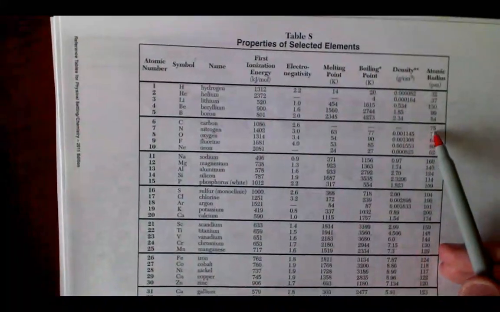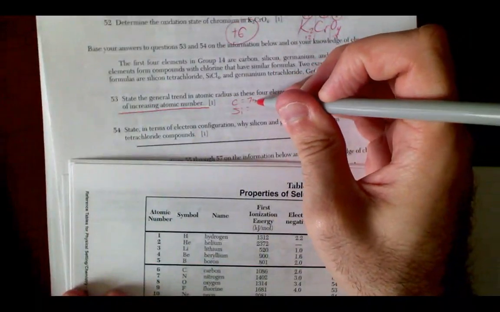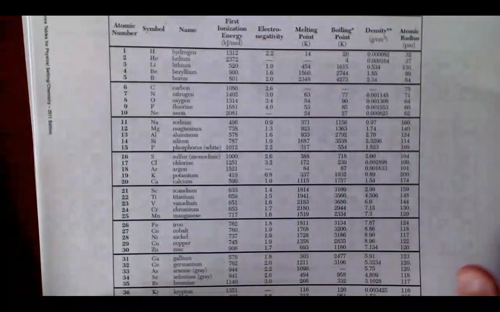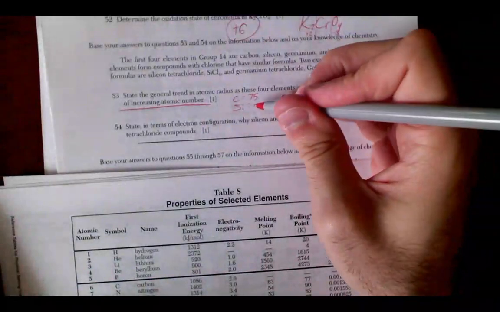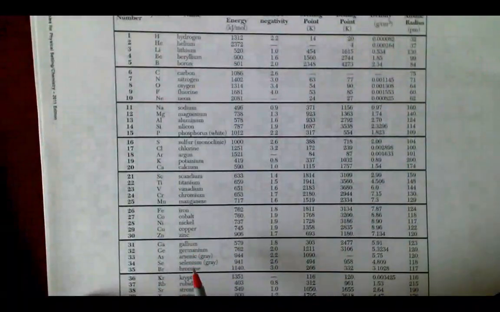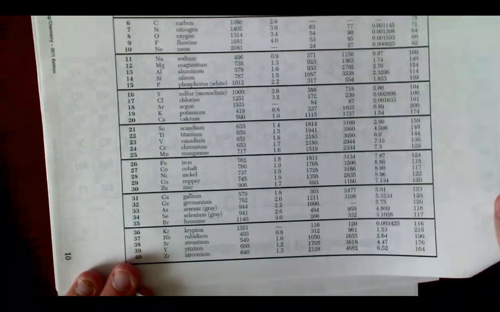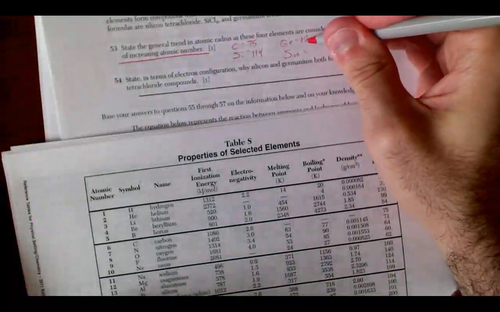Carbon says it has a radius of 75. Write that down. Silicon tells us it's got a radius of 114. It sure looks like it's increasing so far. Let's confirm that. Ge, germanium, is going to be at the bottom here. If we look at germanium, read over, it says 120, so it's still going up. Sure looks like that's going to be our pattern.